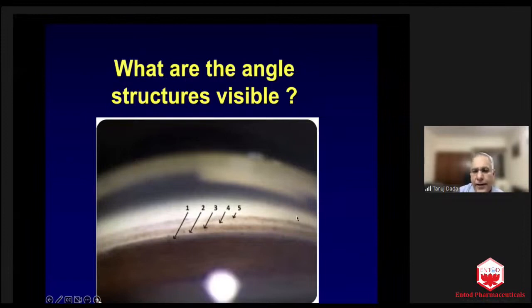Now, how to identify the angle structures? I showed you in the video, just to recap, follow up from the iris. Iris visible, then ciliary body band visible. Then this white zone visible, that is the scleral spur. Then the pigmented part of the trabecular meshwork visible. Then the non-pigmented part. And then the Schwalbe's line. If the scleral spur and trabecular meshwork are visible, that denotes an open angle.